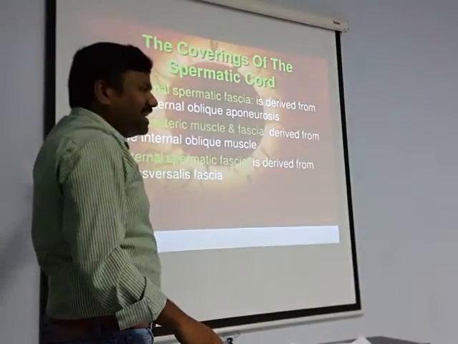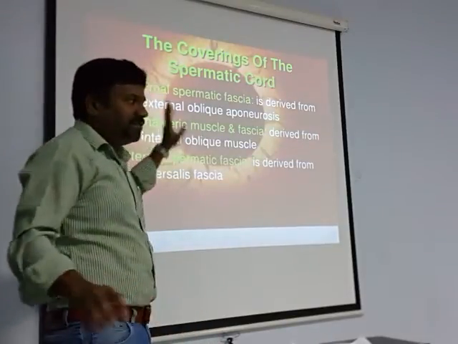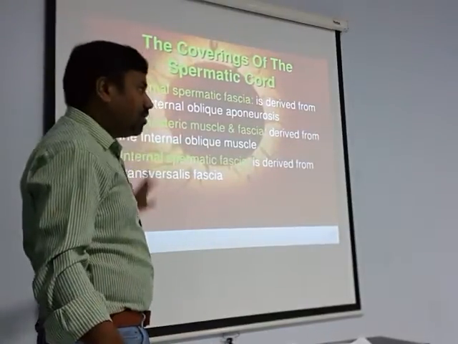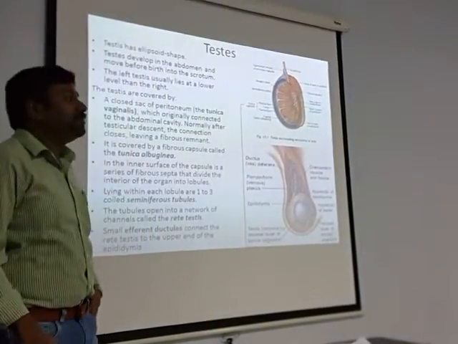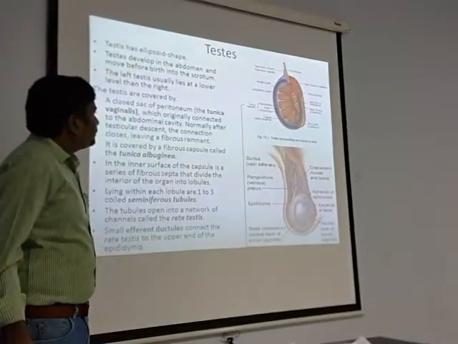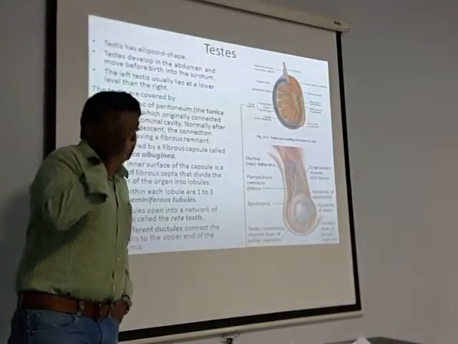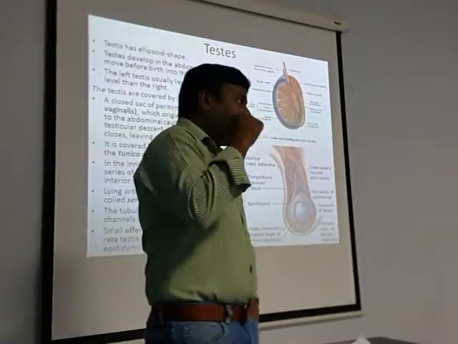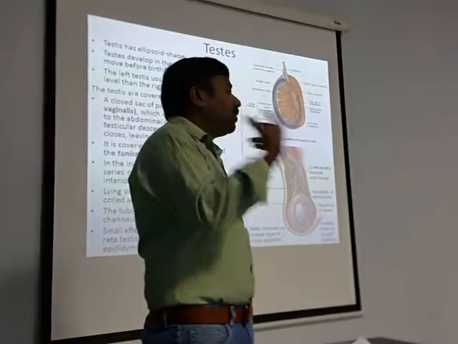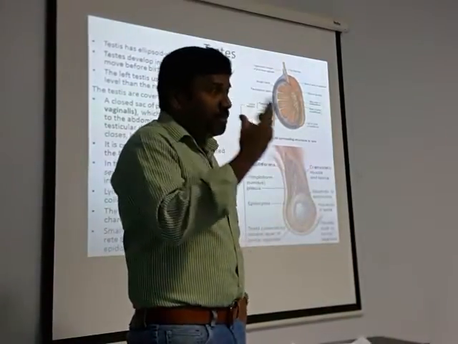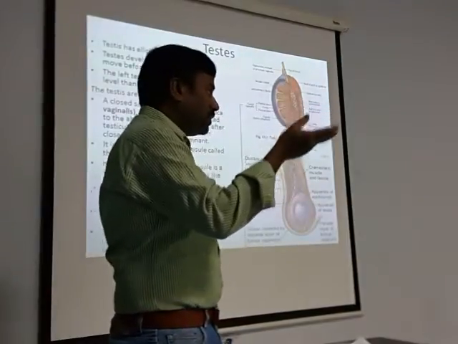So, the same thing as I explained: the external spermatic fascia, cremasteric fascia, and internal spermatic fascia cover the spermatic cord. Now coming to the testis. What is the testis? As I said, these are the male genital organs, very important, the gonads, where the sperms are produced, just like the ovaries in females.